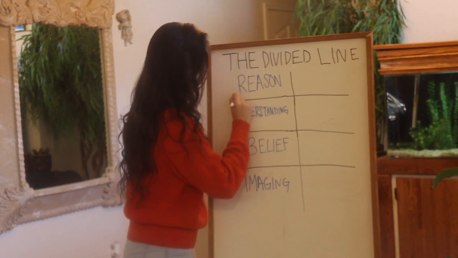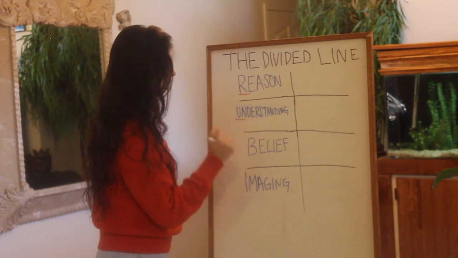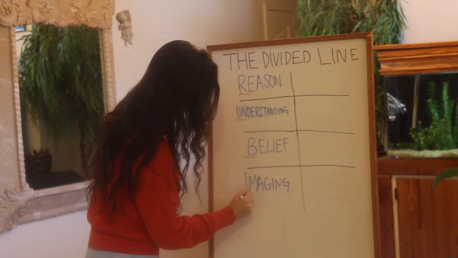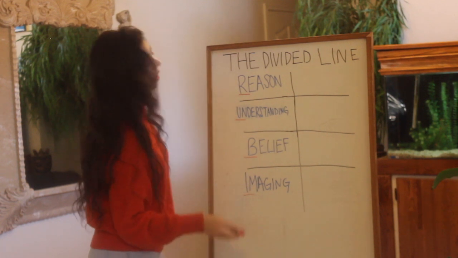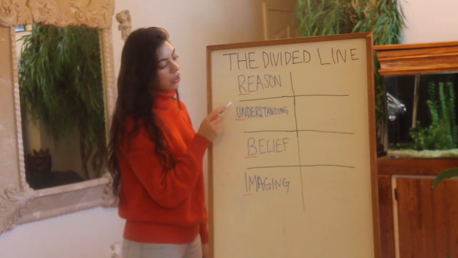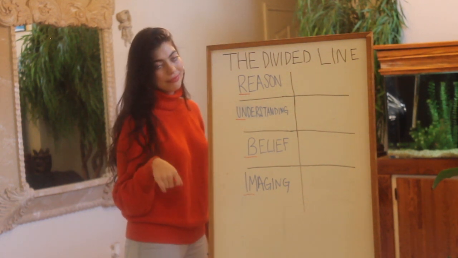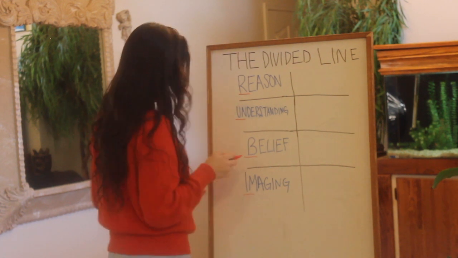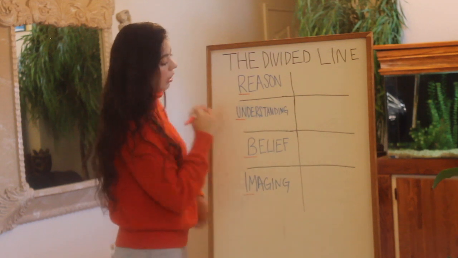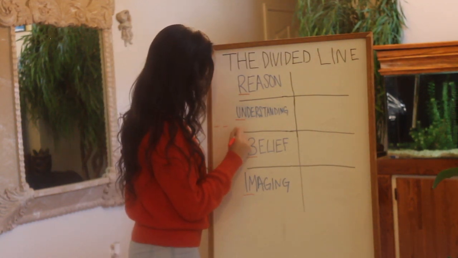So, four segments. Reason is the highest. Second is the understanding. Third, belief. And fourth, imagining. How I like to remember is R-U-B-I. Are you believing, Isa? You better believe it. So, anyways, within these four segments, it is also divided into two different parts.